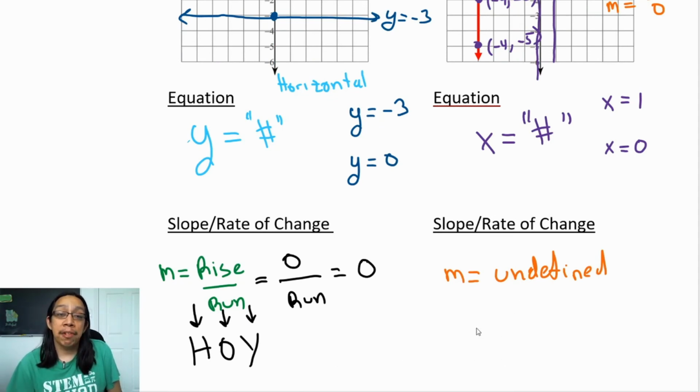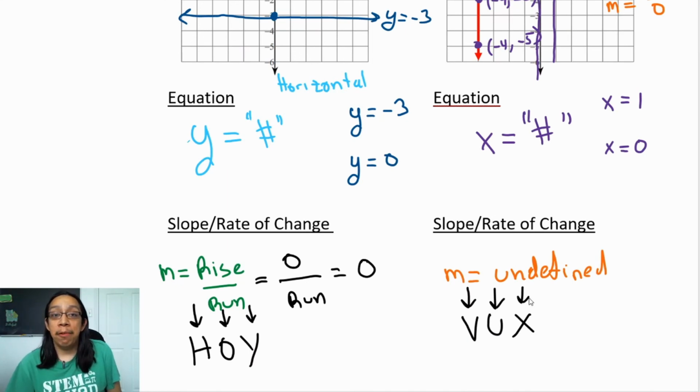Likewise, we have a very similar acronym for vertical lines. We have the word VUX. Again, the first letter tells you what kind of line we have. We have a vertical line. The letter in the middle tells you what kind of slope we have. This is going to be an undefined slope. And the last letter will tell you what kind of equation we have. It's going to be x equals so and so.